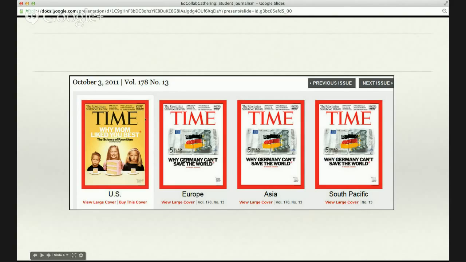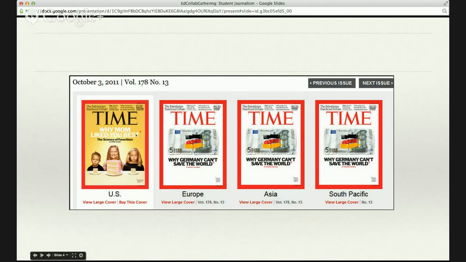So this is from October 2011, and you see this is really the need to know model on the other countries' covers. This is in the middle of the financial crisis that is crippling the world, and they have this big story, why Germany can't save the world. And it's all about finance, economics, global important issues.